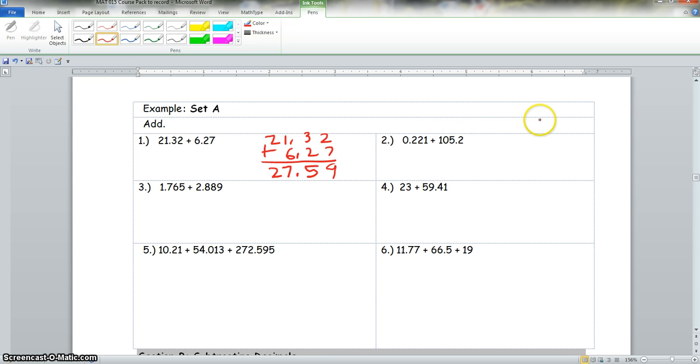Now we go here to number 2. Now we have 0.221 plus, now we know in the ones place we have this 5, so it'd be 105 decimal and then 2. Now we can add zeros here as place values. So 1 plus 0 is 1, 2 plus 0 is 2, 2 plus 2 is 4. Bring down your decimal. 0 plus 5 is 5, and we'll bring down our 10 here. So it'd be 105.421. Now we go here to number 3. Basically same setup.